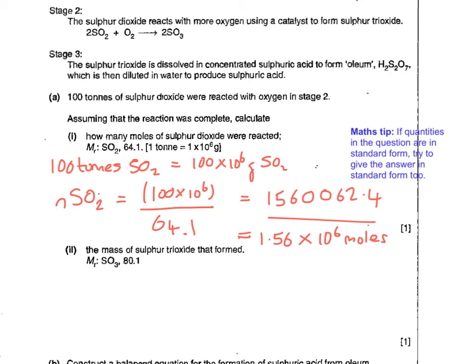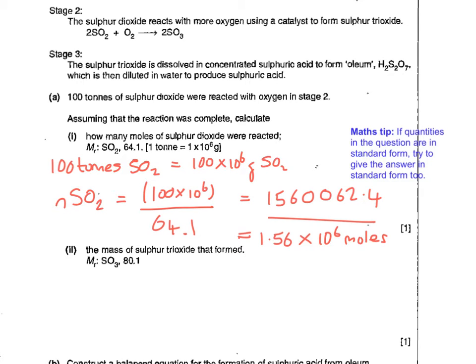1560062.4. Now you'll see that I've put a little tip in. There's a maths tip. If they give you the quantities in standard form, it's always a good idea to actually answer it in standard form, because that then shows the examiner that you've got the mathematical prowess required. And that is something that they're looking out for in exam papers.